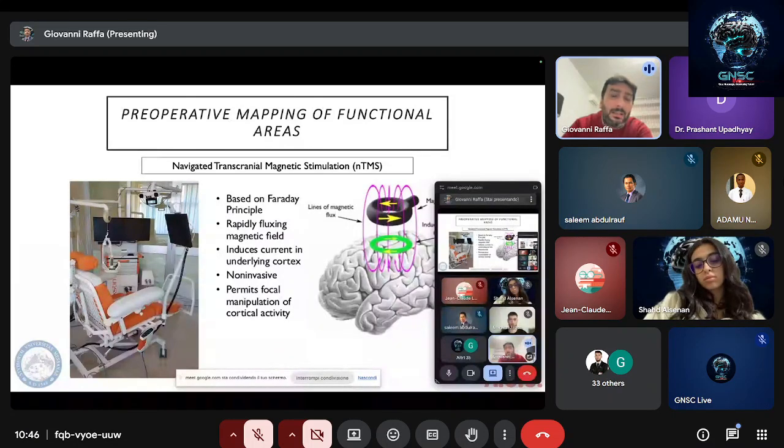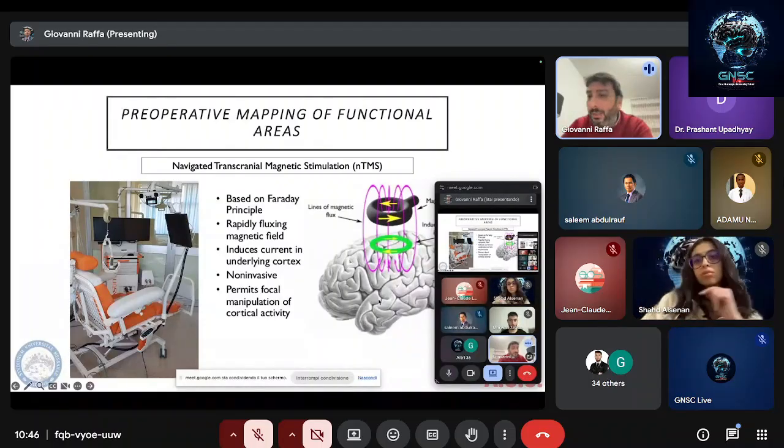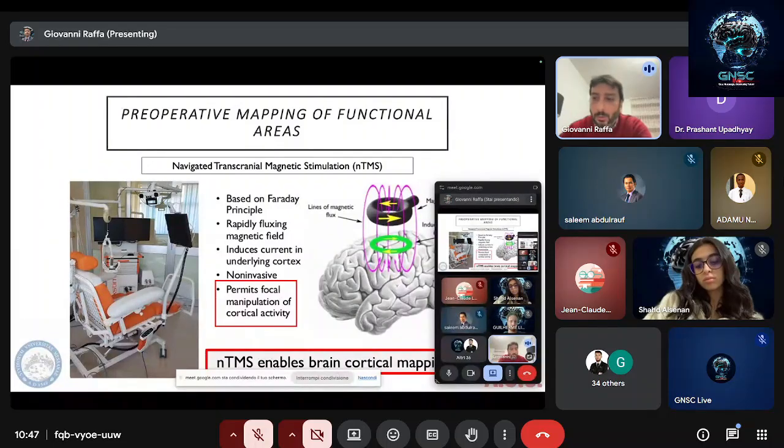How does it work? It works based on the Faraday principle, and consists of the use of a coil that is able to produce a magnetic field. The coil is put over the scalp of our patient while he is seated on this chair, and it is able to induce an electric current over the cortex. Using this current we can manipulate the cortical activity and identify the eloquent structure, for example, the motor cortex.